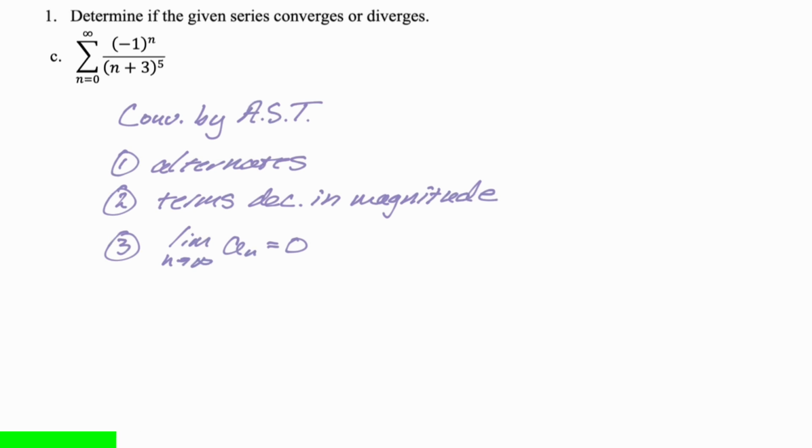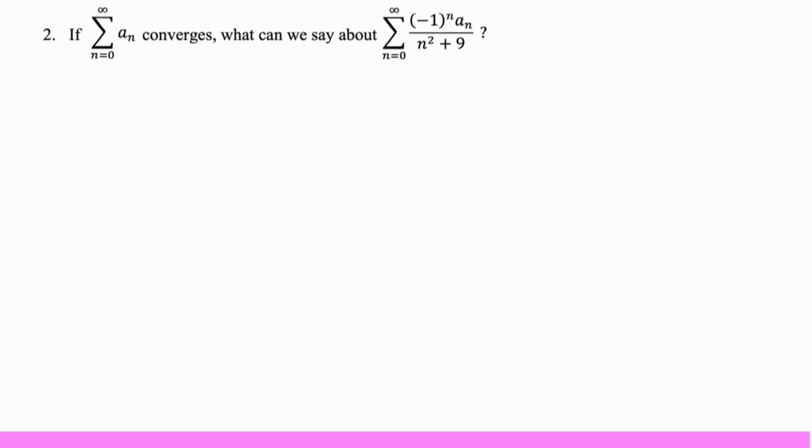Alternatively, you could say this converges absolutely because 1 over n plus 3 to the 5th converges. Either one's totally acceptable because it's not clear what we're being asked in this case. Is it absolutely or just convergent? Absolutely convergent just means that when it doesn't alternate, it still converges. It's a quote-unquote stronger form of convergence, and that concept does not come up in Calc BC. All right, let's look at the next thing.